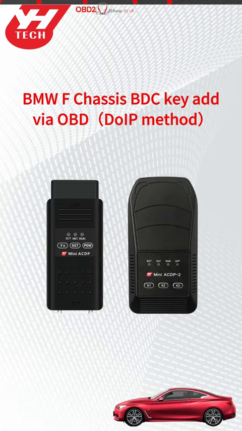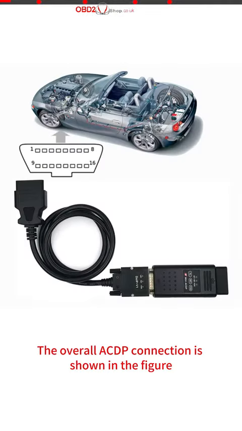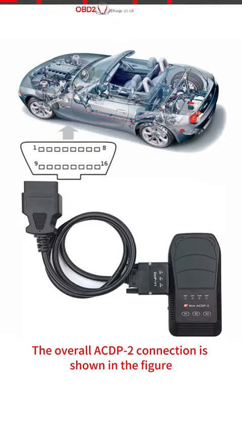This video shows how to add a BMW F Chassis BDC key via the DoIP OBD method. The overall ACDP connection is shown in the figure. The overall ACDP2 connection is shown in the figure.